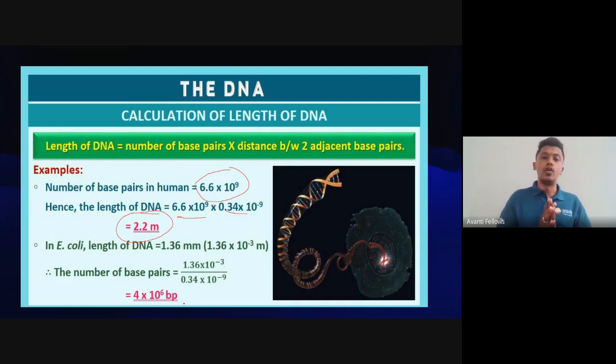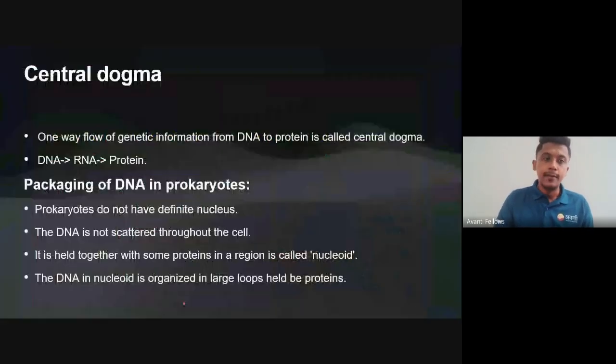Understood? So we can calculate the length of the DNA, the distance of the DNA, or the number of base pairs of the DNA, having any of the two numericals. It's very, very simple. Okay, so now we have a very important topic, something called the central dogma.